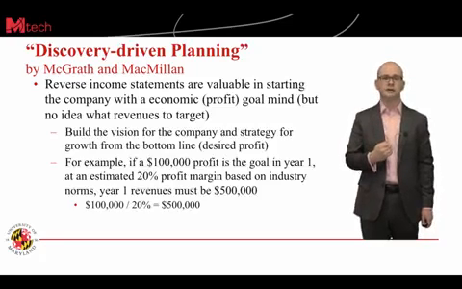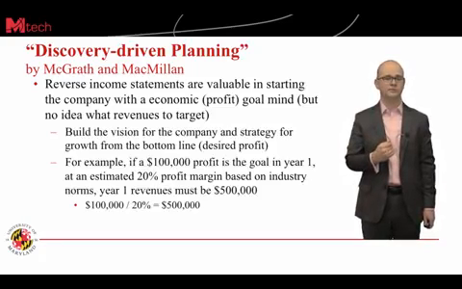We also want to think about what that means. If we have a $100,000 profit goal, if there are 2 of us starting a company, and we have a goal of $50,000 in profit each, including our salary, in year 1, and we see that the profit margins in our industry are approximately 20%, well, to achieve $100,000 in a 20% business means we have to have $500,000 in revenues in that year. So that's what we mean by discovery-driven planning.